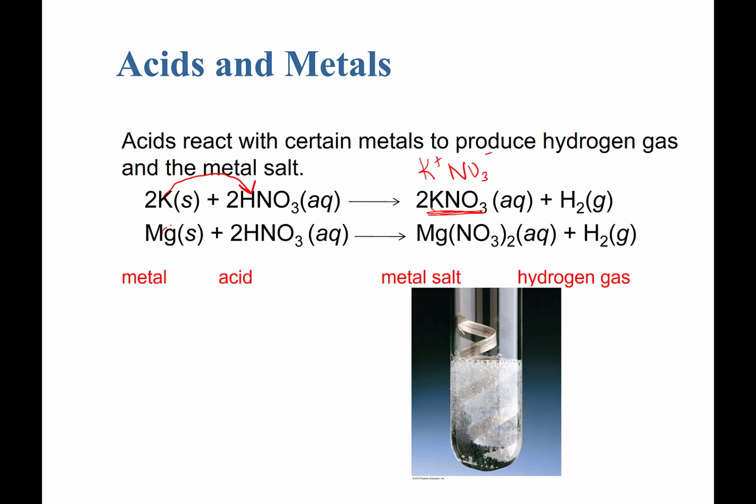Now in this one, Mg replaces the H. So I'm going to have Mg, which is a 2 plus, with NO3, which is a minus. Those crisscross, which is how I got Mg(NO3)2, and then I make hydrogen gas. And this is soluble because I can look at my solubility rules.